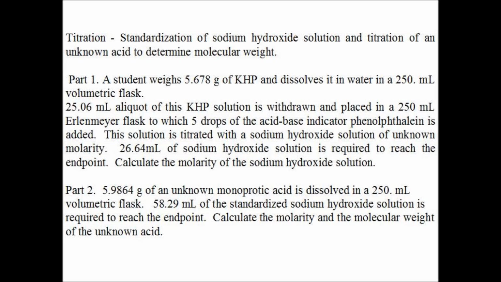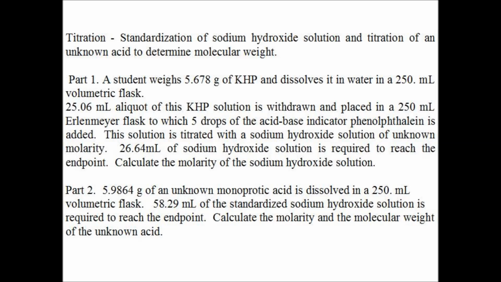And then we pull out some of that, 25.06 milliliters of this, and we put it into a flask. It doesn't matter that it's a 250 milliliter Erlenmeyer flask. It just needs to be big enough to hold what we're putting in there. Put some indicator in there and we titrate it, and it takes 26.64 milliliters of our sodium hydroxide solution. Now, the sodium hydroxide solution is an unknown molarity. We're using the known molarity that we're going to calculate of the KHP to calculate the sodium hydroxide solution molarity.